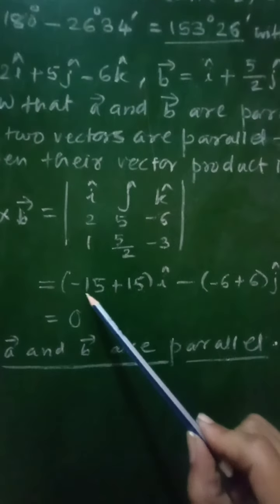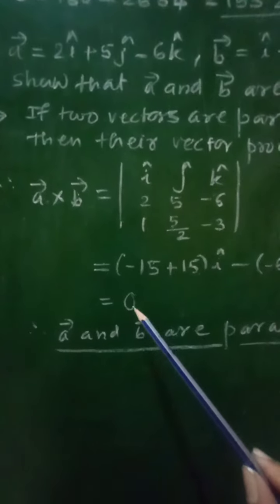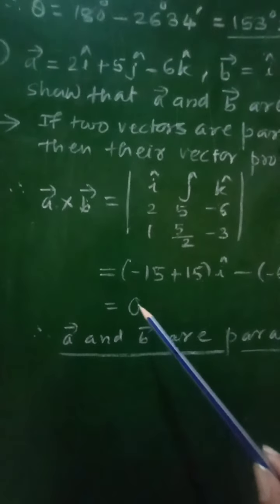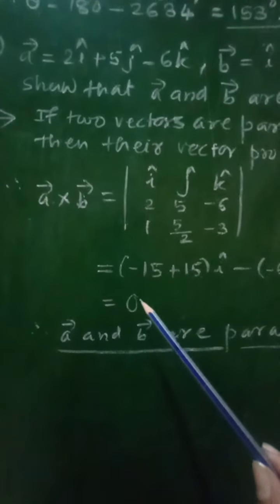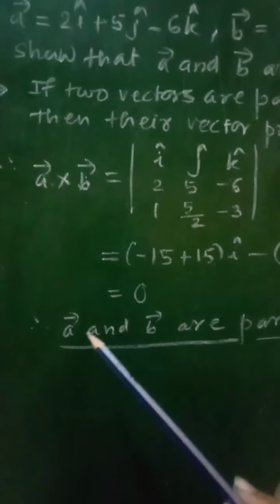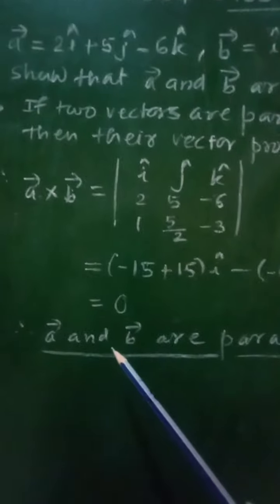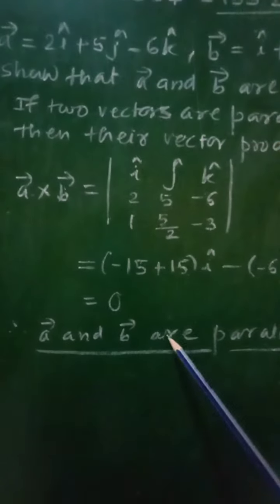Then minus 15 plus 15 will be 0, minus 6 plus 6 will be 0, 5 minus 5 will be 0, and therefore this vector product will be equal to 0. As the vector product of A and B is 0, therefore we can say that vector A and vector B are parallel. So vector A and vector B are parallel to each other.